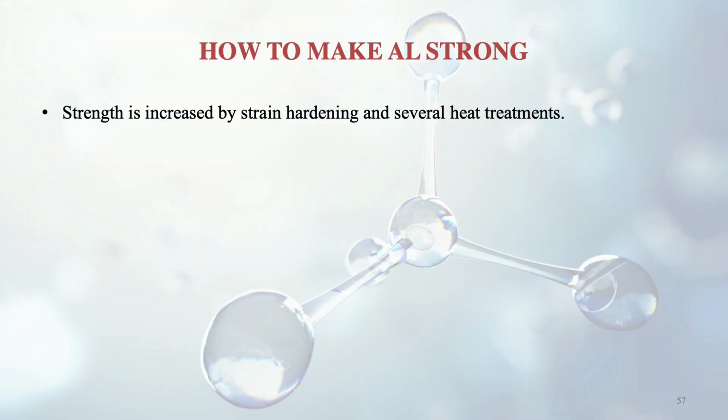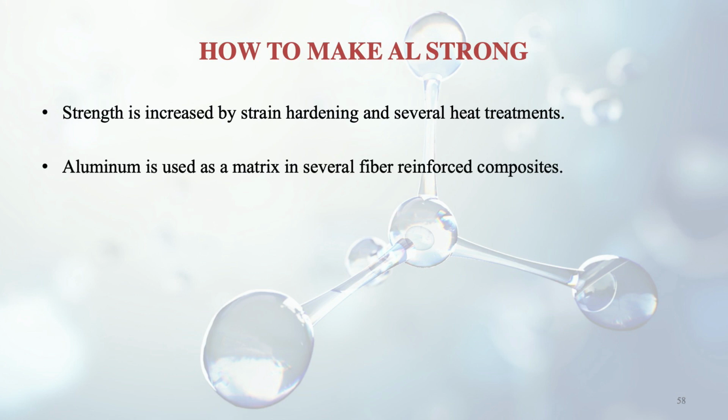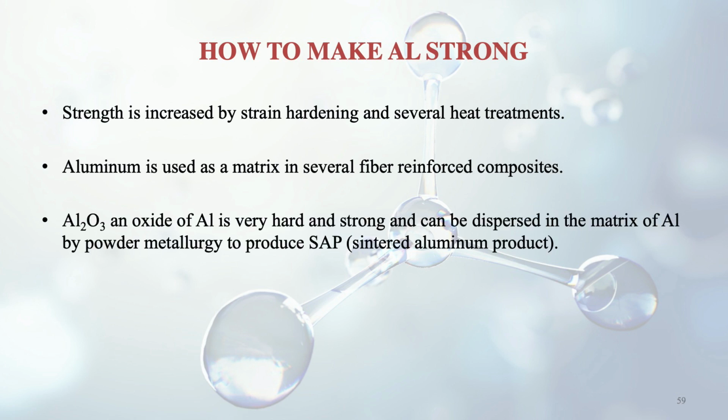And how can we make this aluminum further strong? The process is like this: strength can be increased by the process of strain hardening and also by several heat treatments. Aluminum is used as a matrix in several fiber reinforced composites. Aluminum oxide as such is very hard and strong, and thus can be dispersed in the matrix of aluminum.